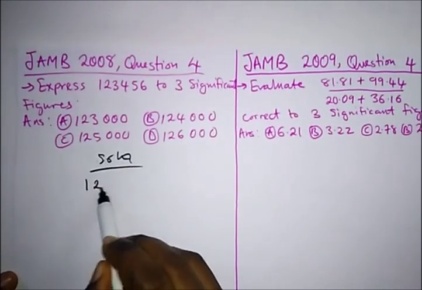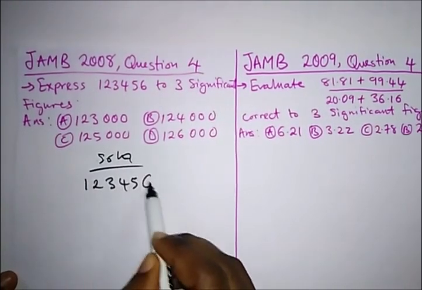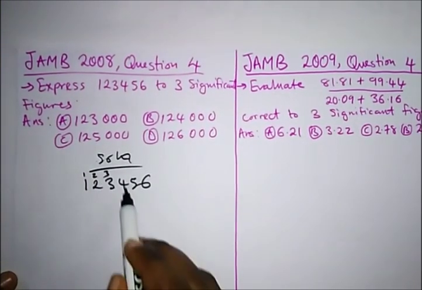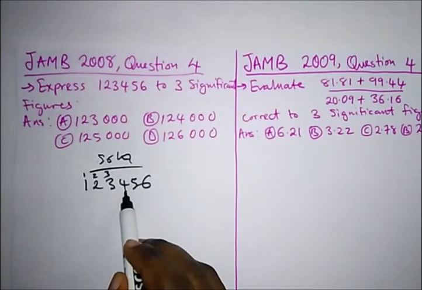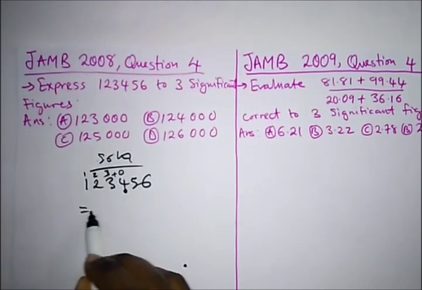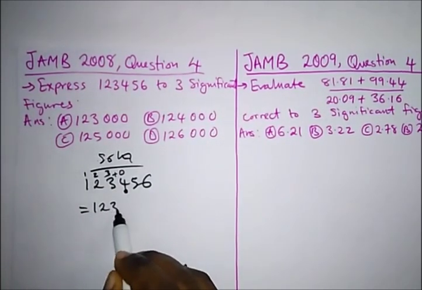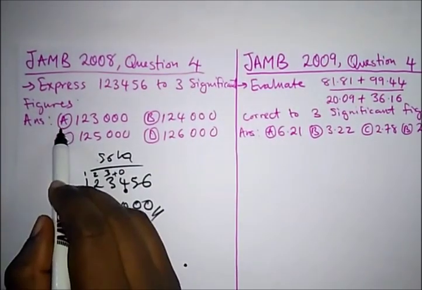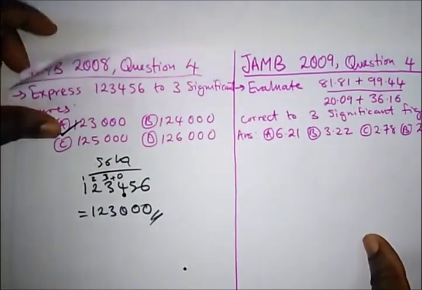Express this, 123,456, to 3 significant figures. So we'll count 1, 2, 3. The next number, is it greater than 5 or equal to 5? It is not either, so we round down, and the digit becomes 0. So what's our answer here? It will be 123,000. So the right option here is option A.